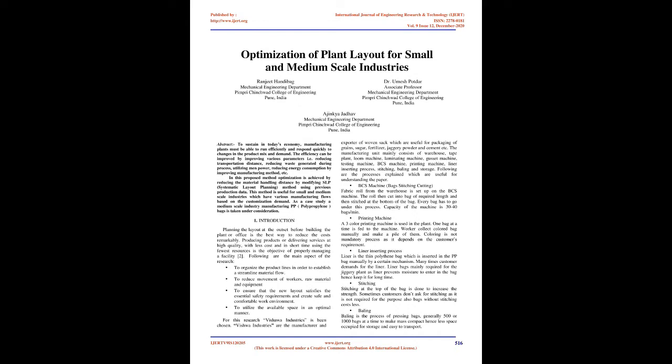Fabric roll from the warehouse is set up on the BCS machine. The roll is then cut into bags of required length and then stitched at the bottom of the bag. Every bag has to go under this process. Capacity of the machine is 30 to 40 bags/min.